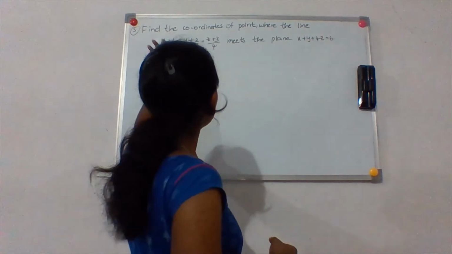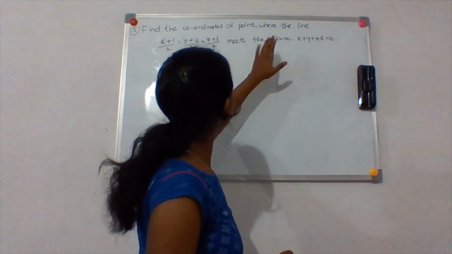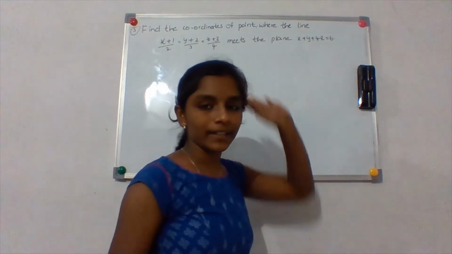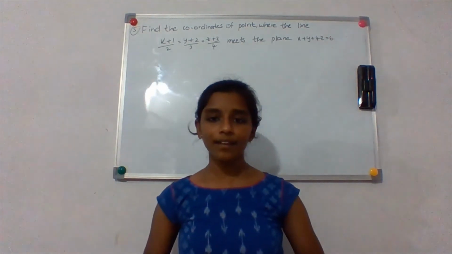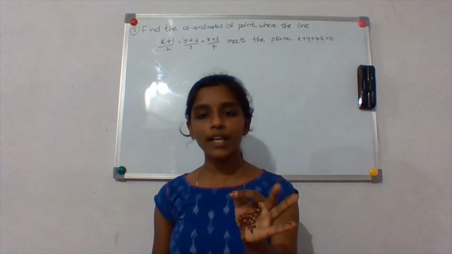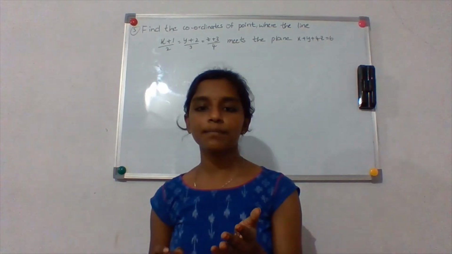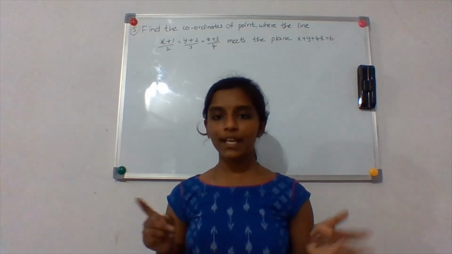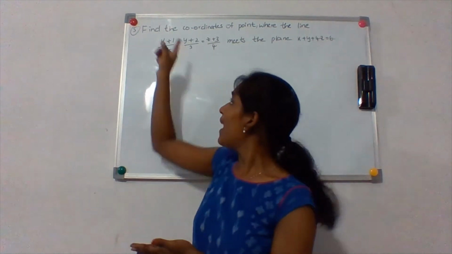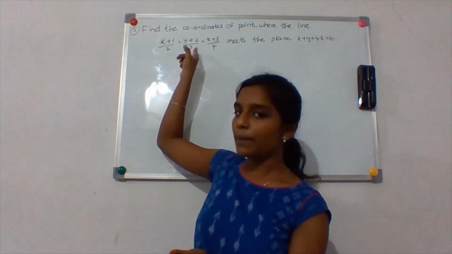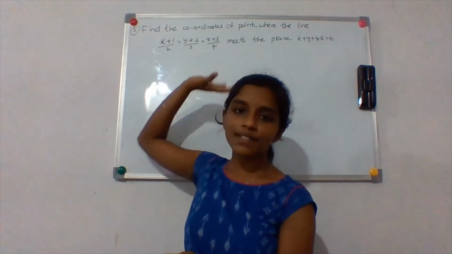What is this? Find the coordinates of the point where the line meets the plane. So what is he saying? He is asking to find the coordinates of the point where the line meets the plane. The line is (x plus 1)/2 equals (y plus 2)/3 equals (z plus 3)/4.